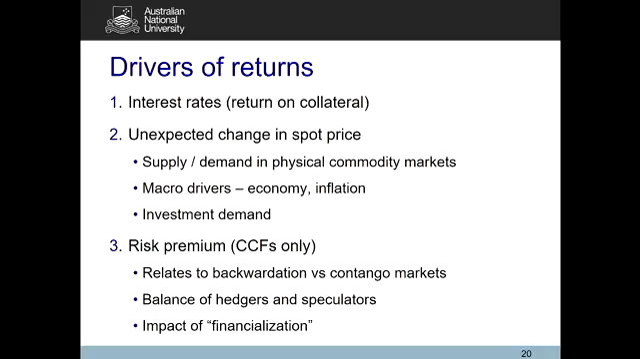Okay, now remember, this all comes down to the balance of hedgers and speculators. And because of the financialization of commodities, we have more speculators than we used to. That is reducing the imbalance between hedgers and speculators and eating away at the backwardation risk premium.